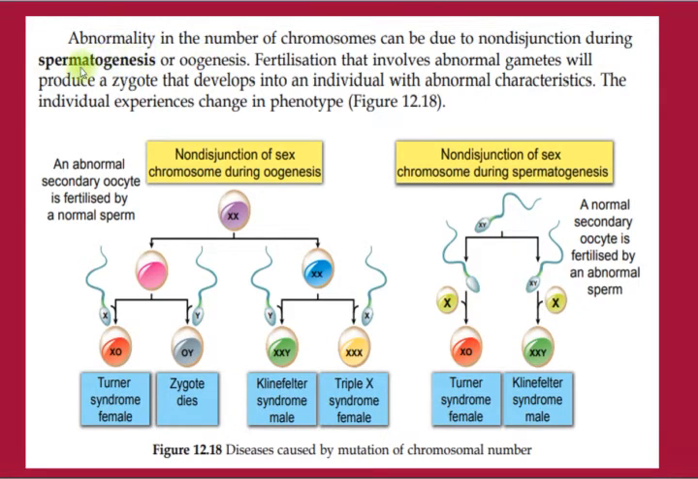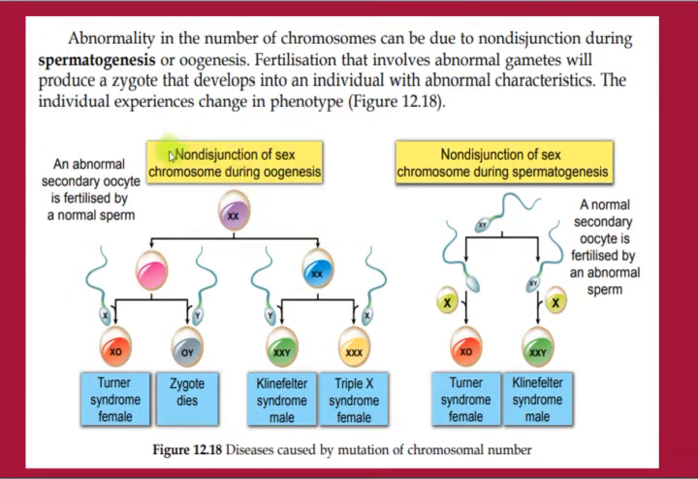Non-disjunction that occurs during meiosis in the formation of the sperm and also in the formation of the secondary oocyte. If non-disjunction occurs during these two processes, it will cause abnormality in the number of chromosomes. Fertilization that involves abnormal gametes will produce a zygote that develops into an individual with abnormal characteristics. The individual experiences a change in the phenotype. So we take a look at the figure here.